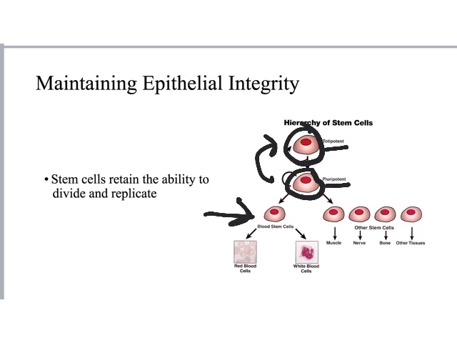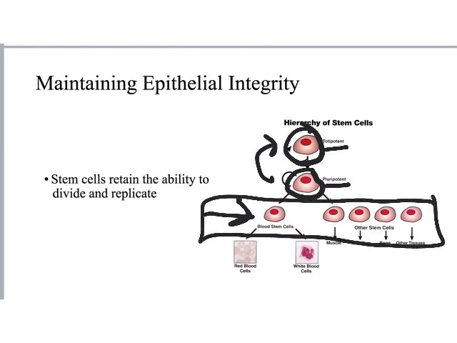So for the remainder of this course, when we talk about stem cells, we're talking about down here at this level. We're talking about stem cells that have already differentiated into the type of tissue that they will become. So if we're talking about stem cells in the skin, they can only become skin cells. If we're talking about stem cells in the muscle, they can only become muscle cells. The reason we call them stem cells is because they retain the ability to divide and replicate.